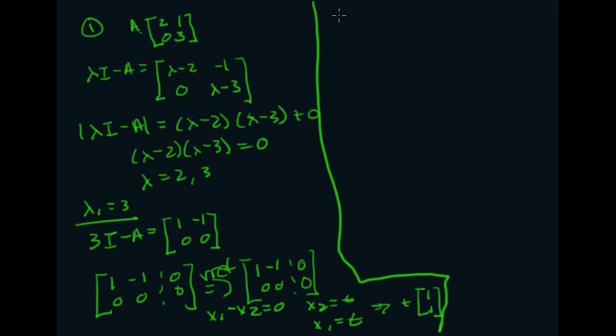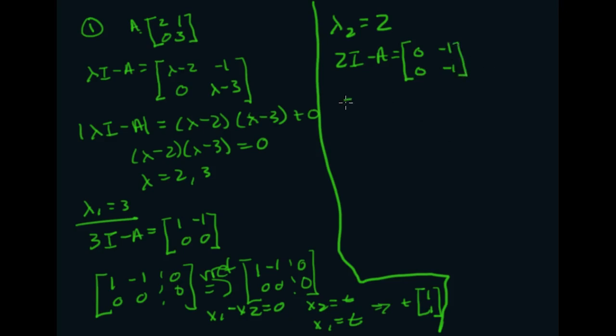So now we need the eigenvectors that correspond to the eigenvalue 2. So if we take 2I minus A, we end up with, well, let's see, 2 minus 2 is 0, right? 0 minus 1, so this is still going to be negative 1. We put a 0 here. 2 minus 3 is negative 1. So this is the matrix we get.